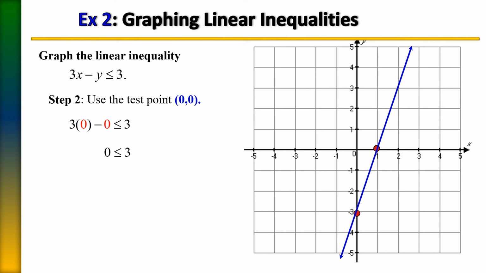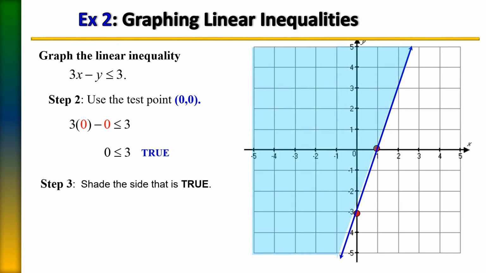It is a true fact that 0 is less than 3, so that was the region over where the test point is. So that means that we are going to go ahead and shade that region, because that is our true side where our solution lies. And there you have it.